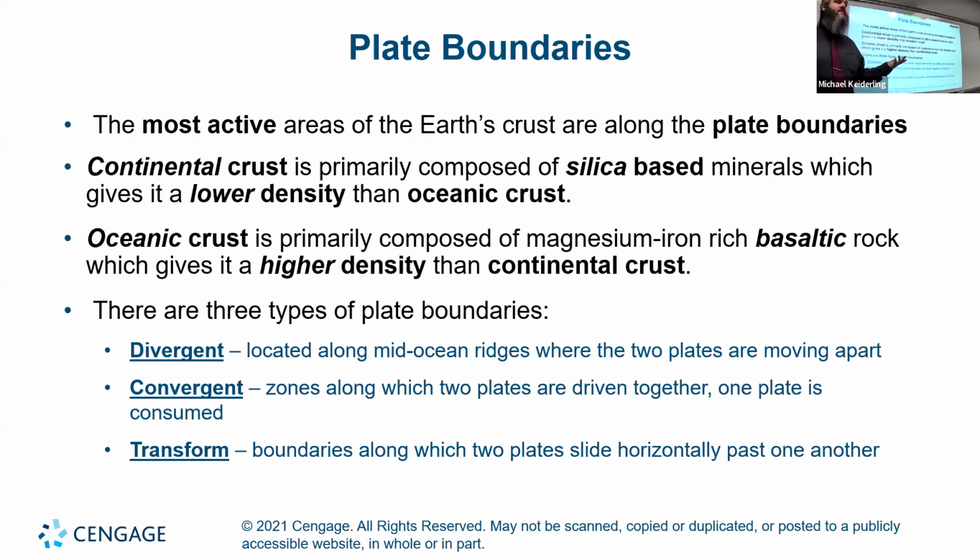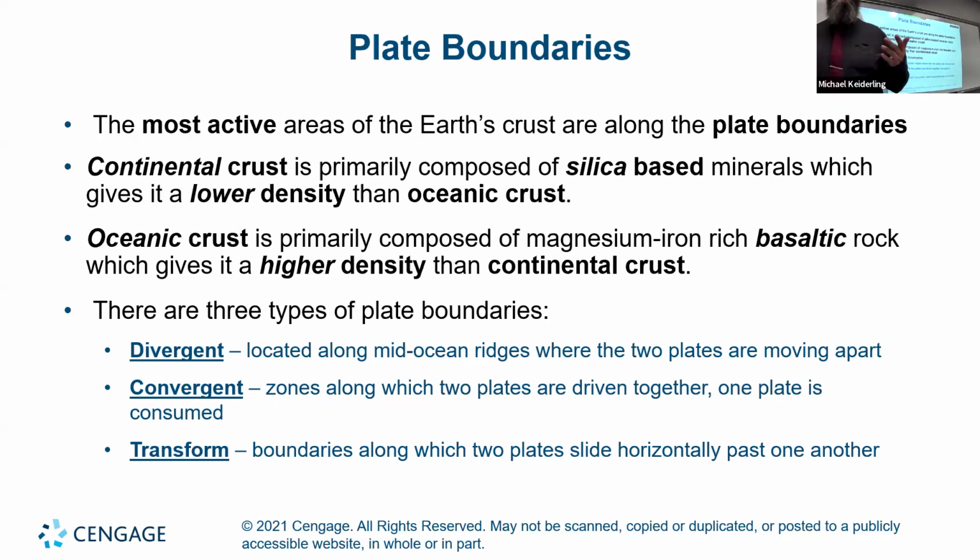The first is where two plates are spreading apart. That's called divergent. This happens along mid-ocean ridges, where the two plates are moving apart, or other places where two plates are moving apart, like the African Rift Valley when it's happening on continental crust. But divergent is where two plates are spreading apart. Convergent is where two plates are driven together and usually one plate gets consumed as the more dense plate sinks under the less dense plate.